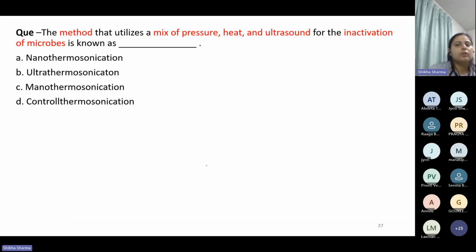So we are moving to the next question now. The method that utilizes a mix of pressure, heat, and ultrasound for the inactivation of microorganisms is known as: nanothermosonication, ultrathermosonication, manothermosonication, or control thermosonication.